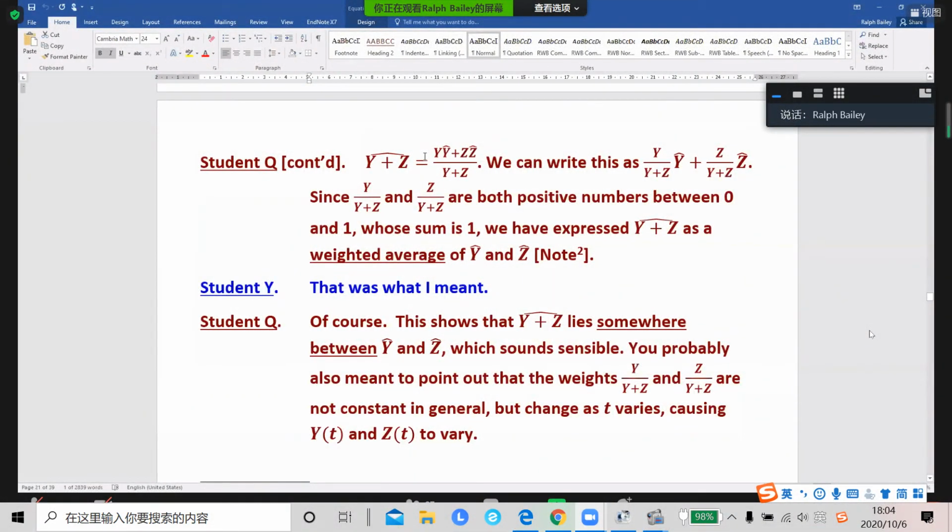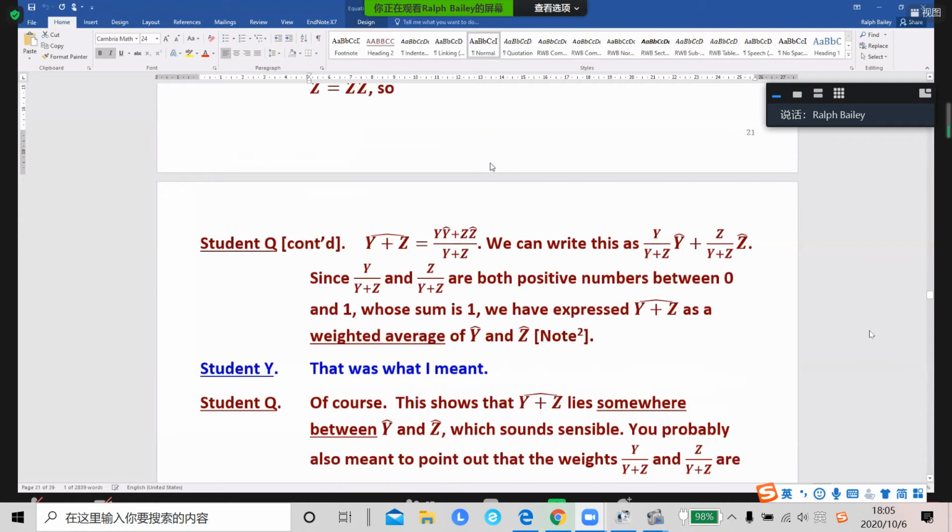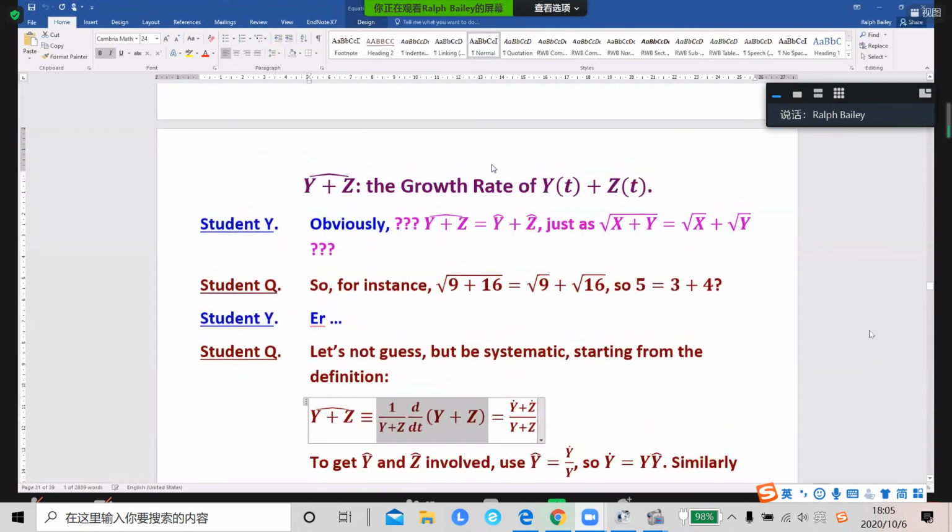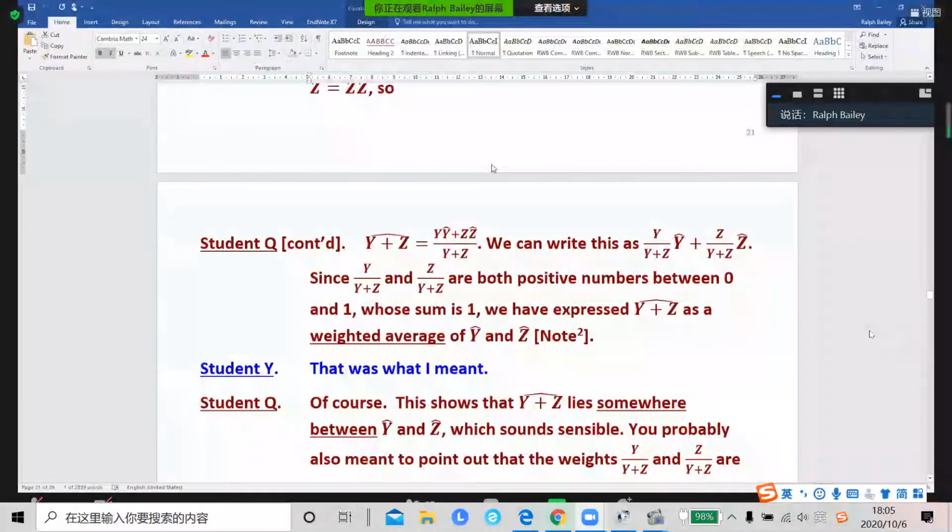I would probably take things a little bit further. What we're assuming, are we, that y and z are positive? No, well, let's assume it anyway. Let's assume they're positive. In that case, y divided by y plus z is a number between 0 and 1. Again, forms like that are often coming up, and it's often useful to notice that they are between 0 and 1. So we've got the growth of y plus z as a weighted average of the two individual growths.